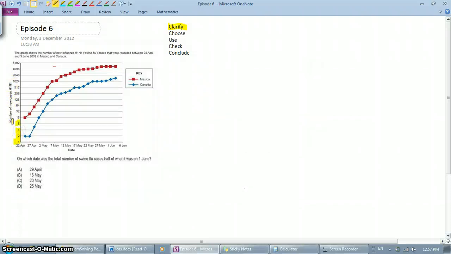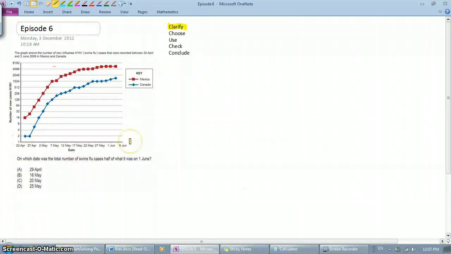Notice that the scale is not going up evenly, so the increments are not the same. It's doubling every time. It's an exponential scale, but if we don't know that, that's okay. Down the bottom, however, 27 April, 2nd of May, it looks like it's going up every 5 days, which is good, so that's standard.